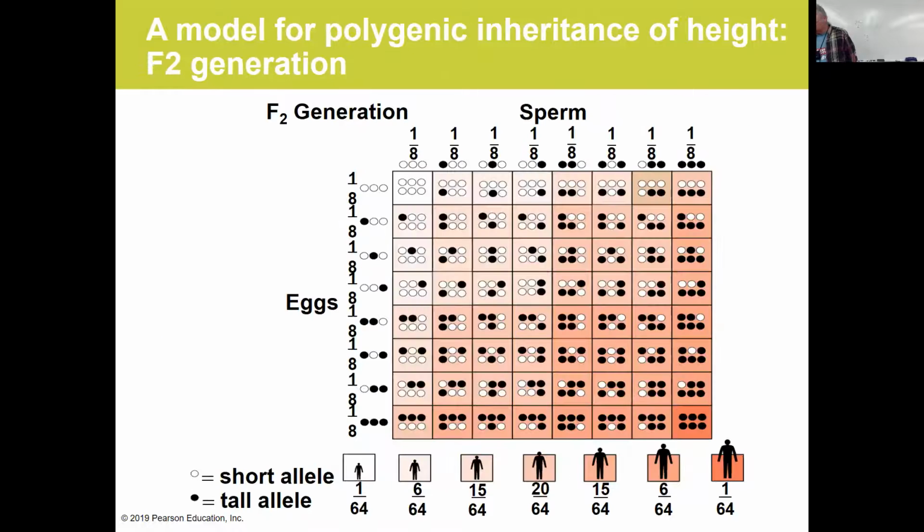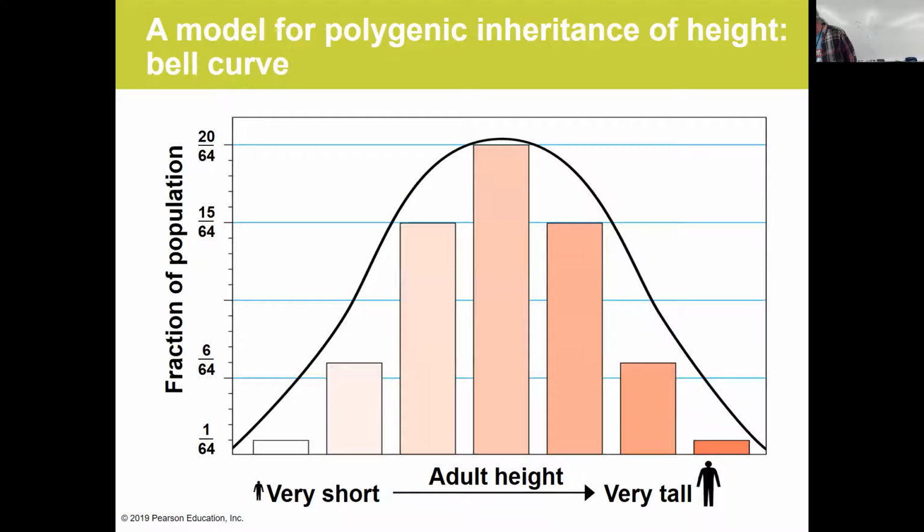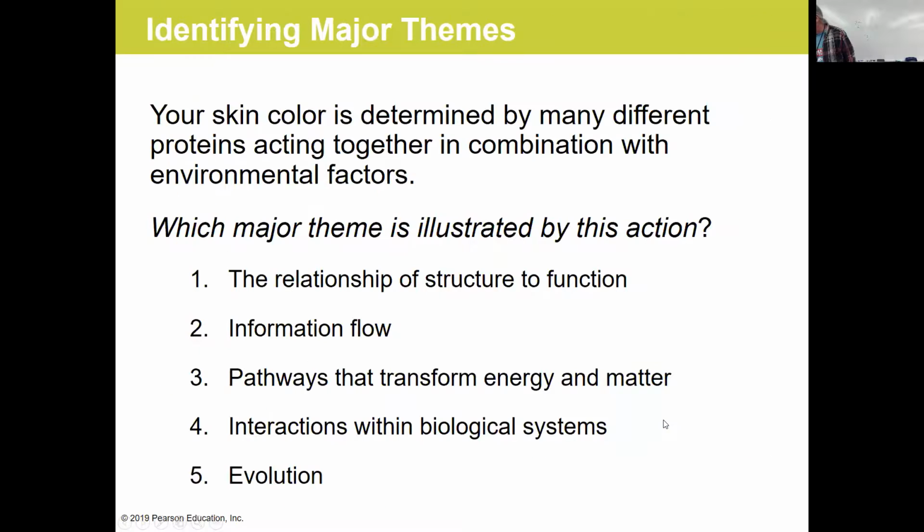So I'm never going to give you a Punnett square that has 3 or more genes that control it. There's the normal, that's called a normal distribution. So we got an average height, and then very short and very tall, and lots of phenotypes. Okay.